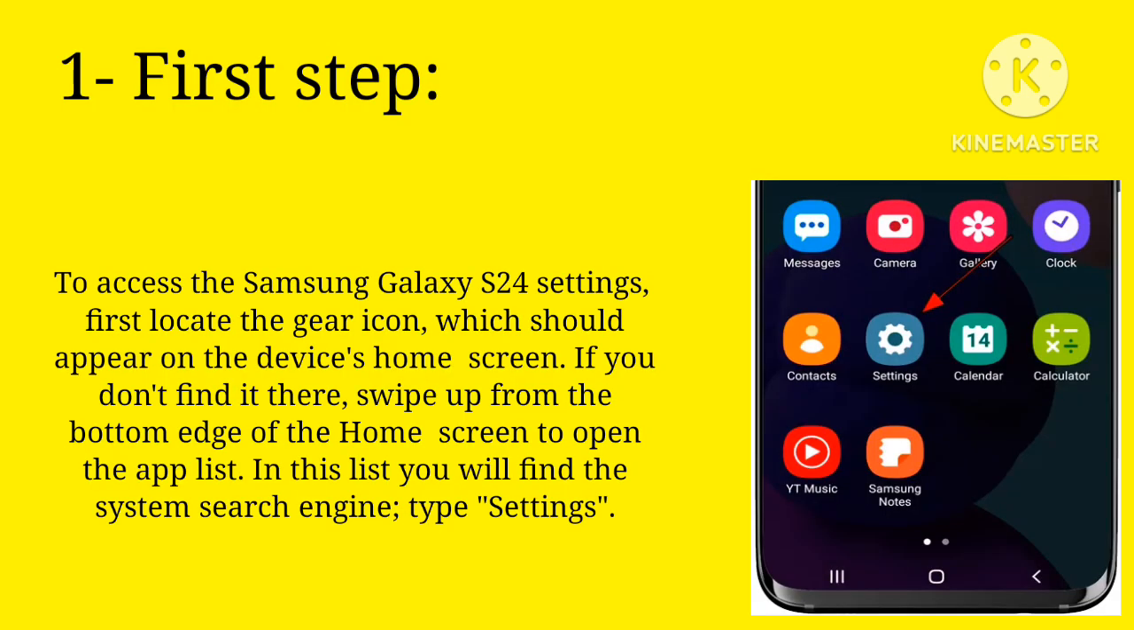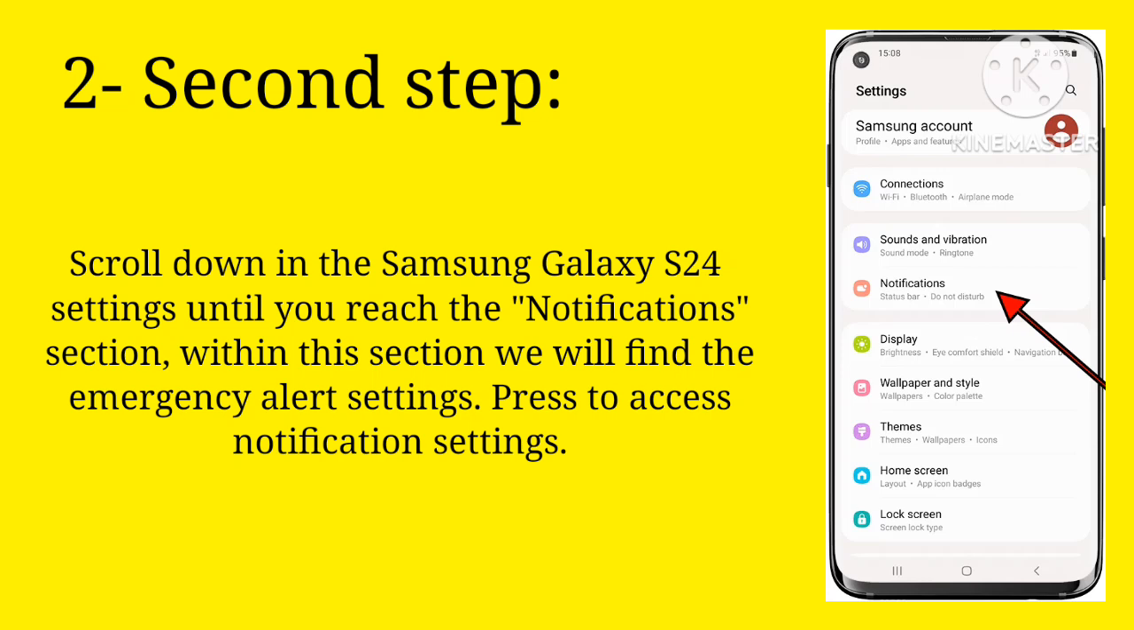1. First step. To access the Samsung Galaxy S24 settings, first locate the gear icon, which should appear on the device's home screen. If you don't find it there, swipe up from the bottom edge of the home screen to open the app list. In this list you will find the system search engine. Type Settings.